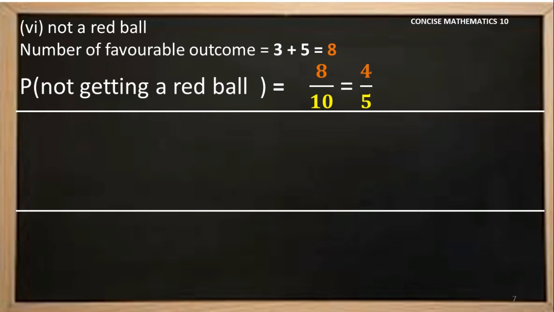This sentence can be understood in another way, children. The question might be like this: find the probability that the ball drawn is white or black.